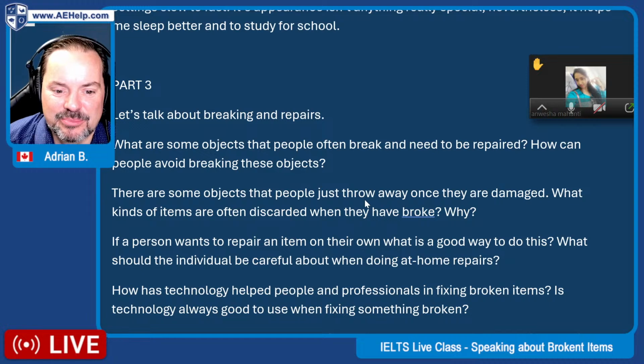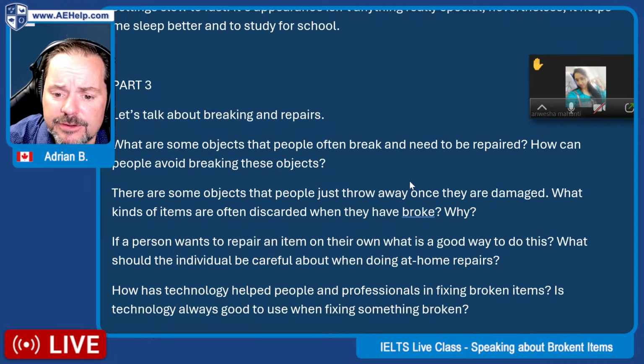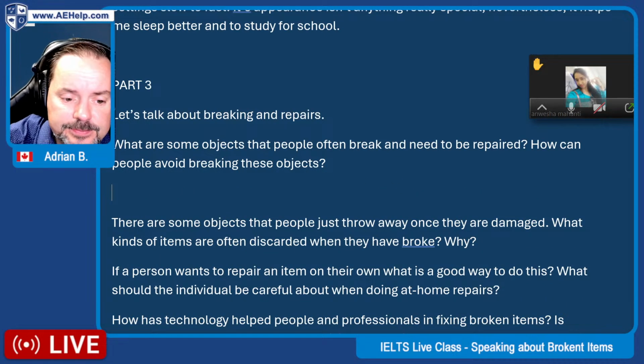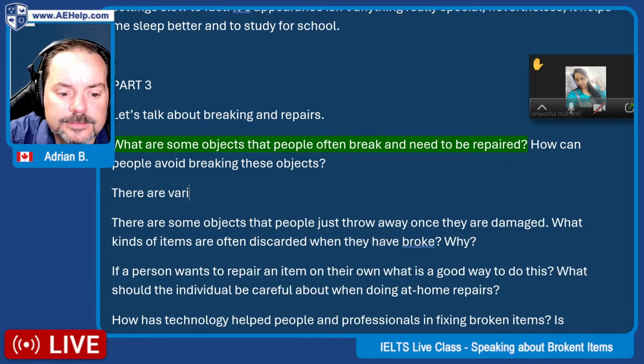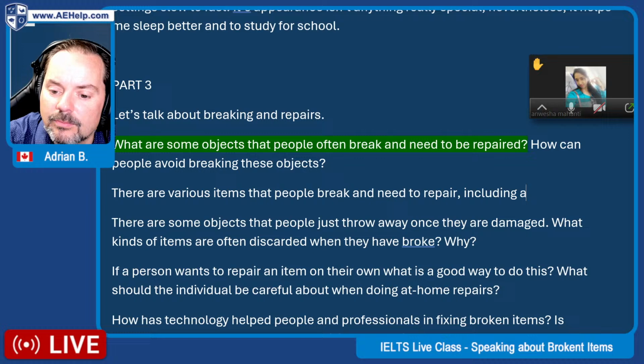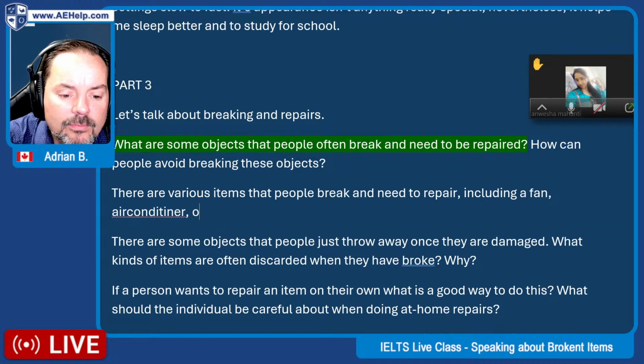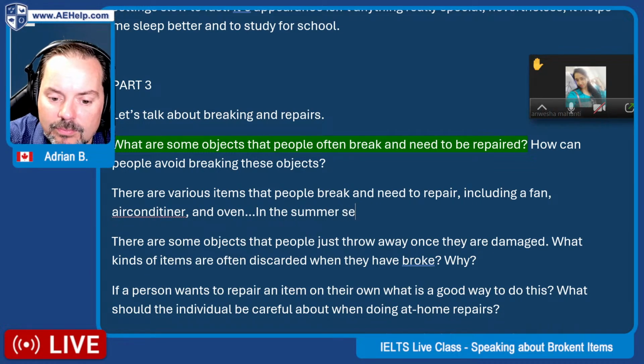Let's talk about breaking and repairs. What are some objects that people often break and need to be repaired? There are various items that people break and need to be repaired, including fan, air conditioner, gas, and induction also. And in summer season, it will be really helpful to be cool in the home environment.